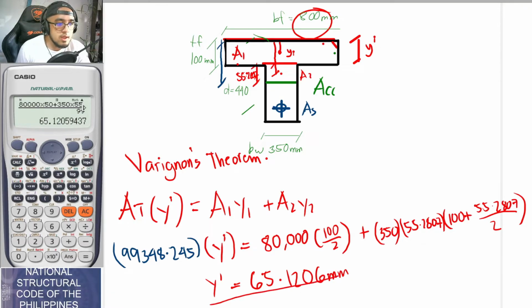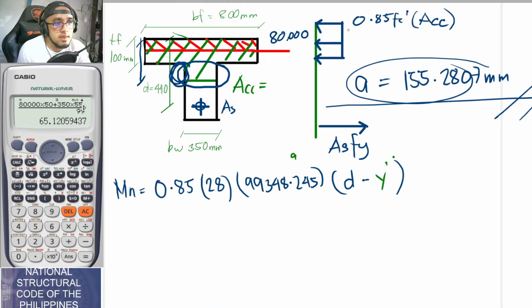Okay, so with that, if this is your value for Y prime, it means that from the top portion of your beam up until the centroid, that is 65.1206 millimeters. So this is now your Y prime, the centroid. So with this, we will now be substituting it here for us to get the lever arm, because our lever arm should be this distance, from that point up until As fy.